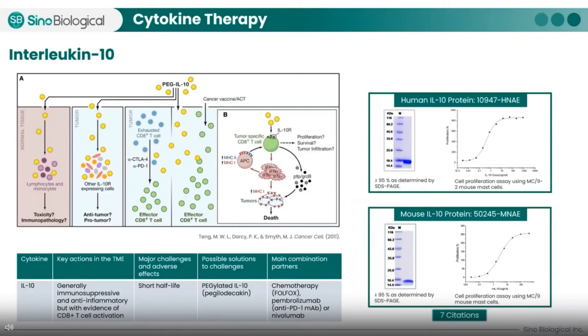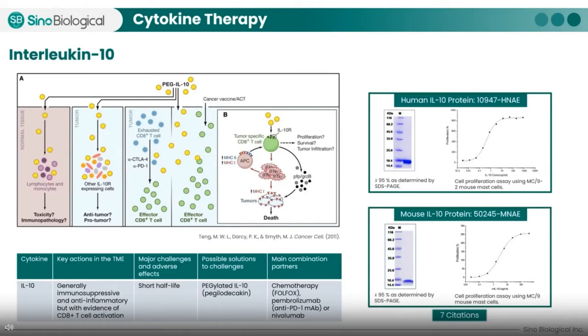Now let's talk about another widely used cytokine, IL-10. As seen on this diagram on the left, systemic PEG-IL-10 may bind either CD8 plus T cells or other IL-10 receptor leukocytes in the TME, following an increase in the intratumor CD8 plus T cell numbers by a number of possible mechanisms. IL-10 is generally considered to be an immunosuppressive cytokine in the TME owing to its broad anti-inflammatory effects. However, IL-10 has anti-cancer effects in various tumor models through increased CD8 plus T cell activation.